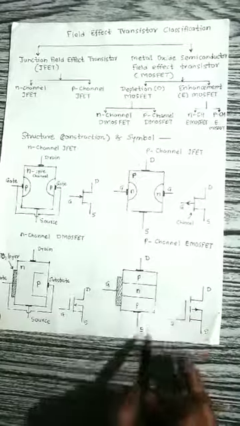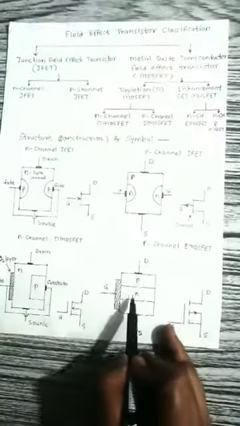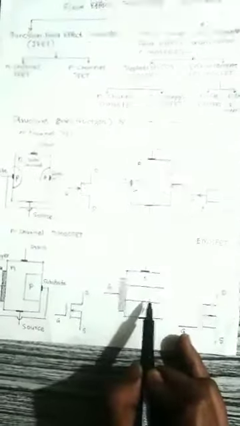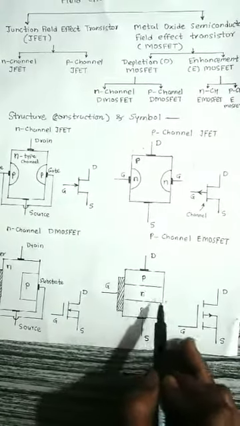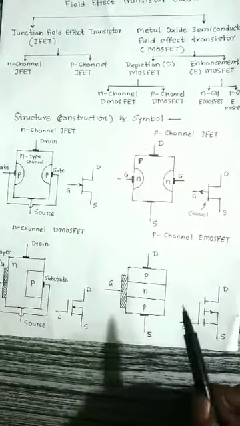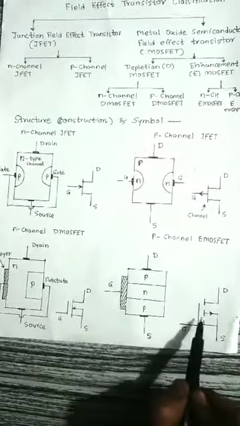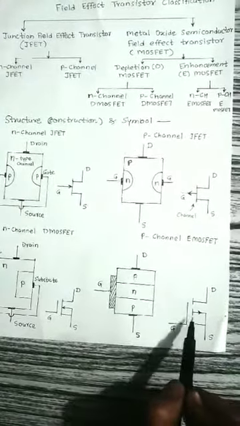This is construction of P-channel E-MOSFET. In this case, that channel is not initially present. It will be created afterward when supply is applied. So there is enhancement, so it is called as enhancement type MOSFET. See symbol of this E-MOSFET.